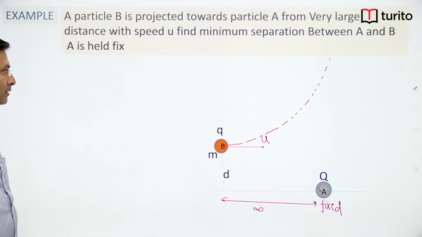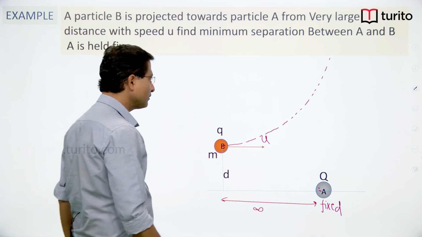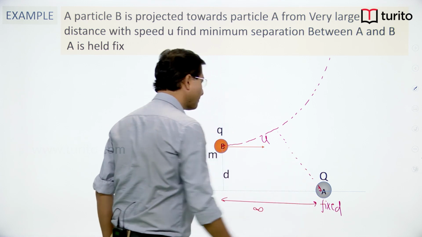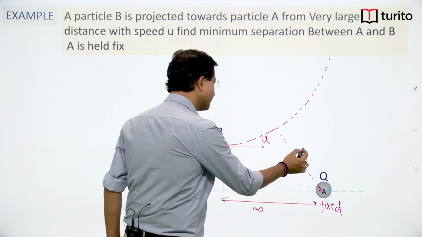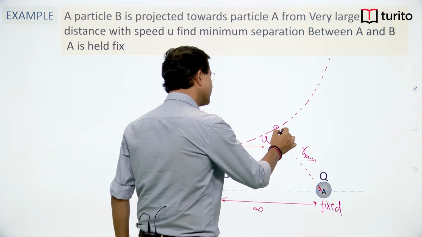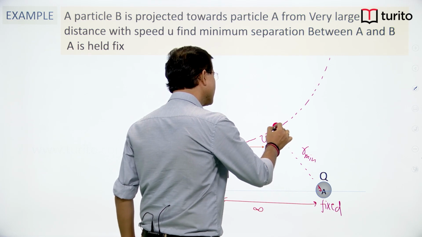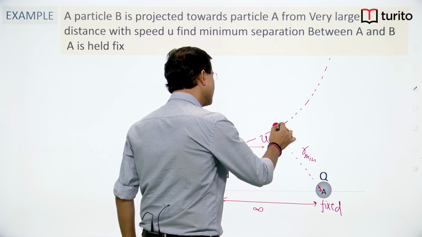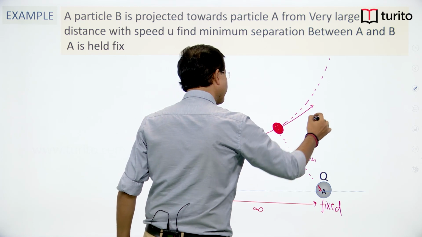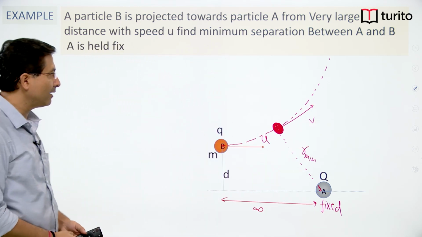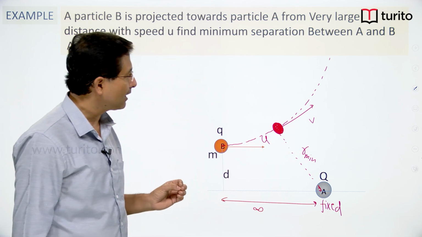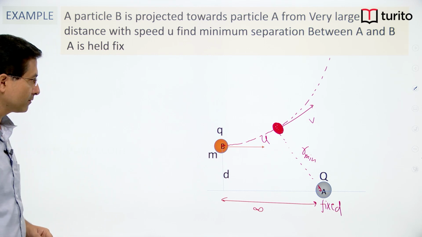Right. What I do not know is the minimum separation. You can see that somewhere here separation will be minimum. I do not know this R min, and I do not know what is the velocity of B when it is here. So, again I have two unknowns, R min and V. So, I require two equations.